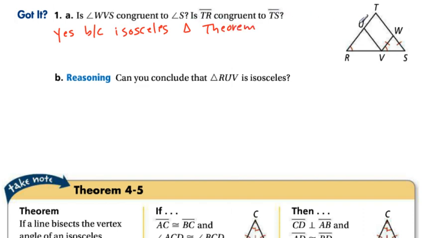Is TR congruent to TS? Well, now that we have this angle congruent to this angle, our diagram also shows angle R was congruent to angle WVS. So if we know the base angles are equal, then we can conclude that the sides are equal. So is TR congruent to TS for the second part of that? Yes, it is. And that one is because of the converse of the isosceles triangle theorem.